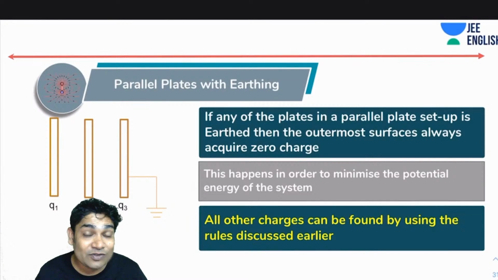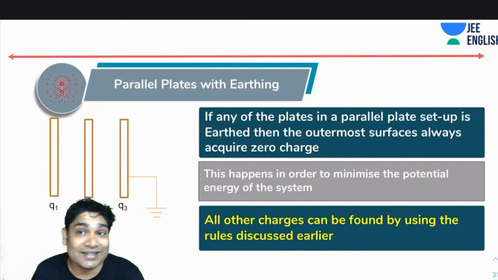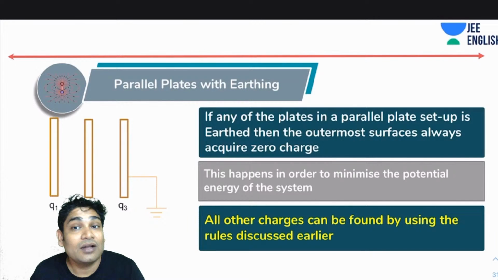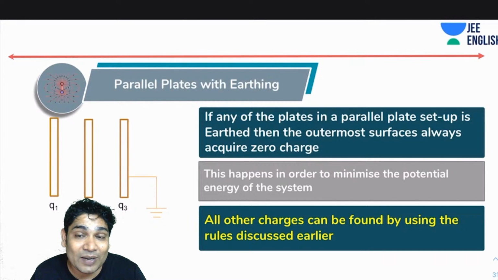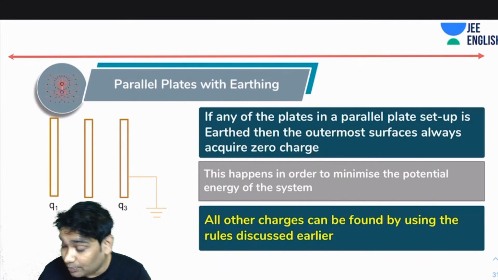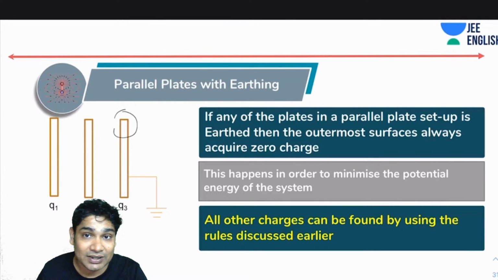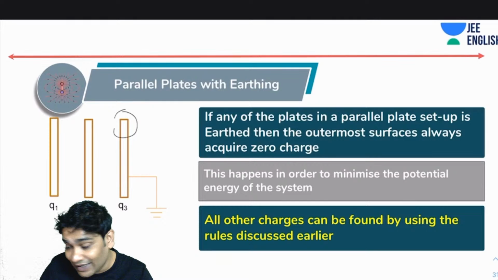Next, parallel plates with earthing. Now this is an interesting thing. If any of the plates in a parallel plate setup is earth, then the outermost surfaces always acquire 0 charges. Please remember this. This happens in order to minimize the potential energy of the system. All the charges can be found by using the rules which were discussed earlier, except for one. Now the plate that has been connected with earth, you cannot apply conservation of charge for this. So please remember this. Otherwise, everything else still remains true.